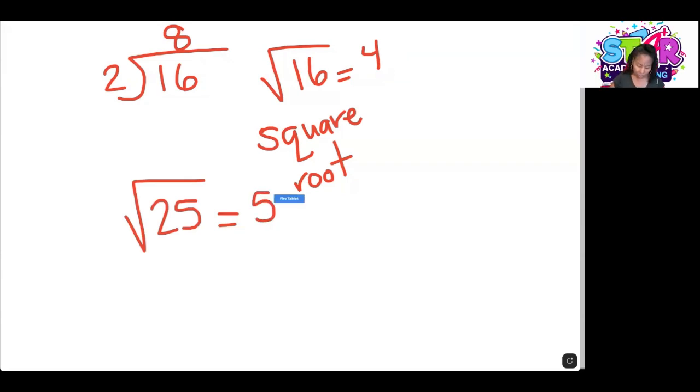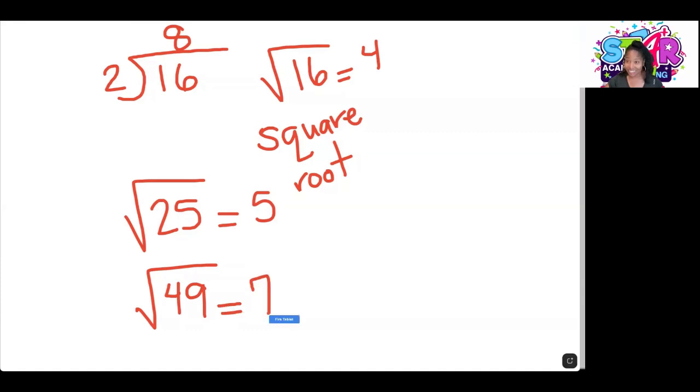Let's get a little bit bigger. What if I had this one? The square root of 49. I've got to think of my times tables. This is why knowing your math facts and your times tables is so important for you to know. What number times itself gives us 49? It's 7. Okay, I hope you're taking notes with me.